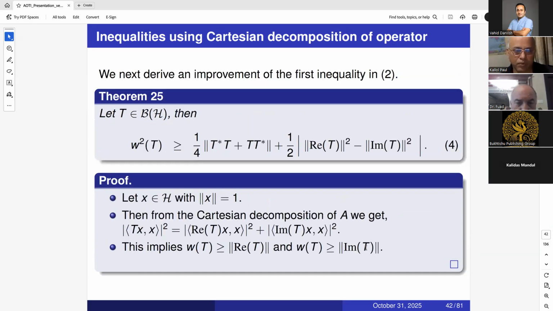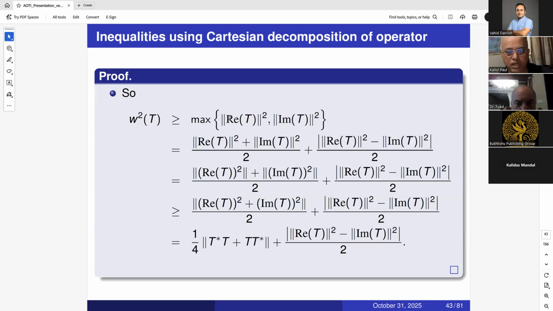Then another improvement from this result was developed by Professor Kittaneh. W square of t is greater than or equal to 1 by 4 t star t plus t star, plus half of modulus of norm of real part of t whole square minus norm of imaginary part of t whole square. So again, we use Cartesian decomposition. This Cartesian decomposition will allow us to show this very simply.